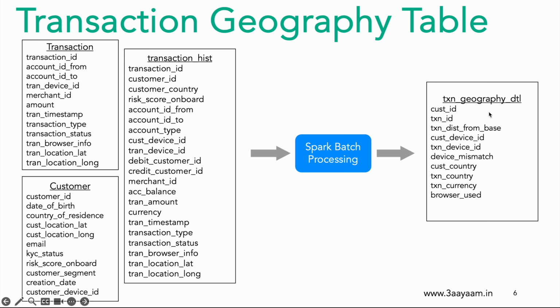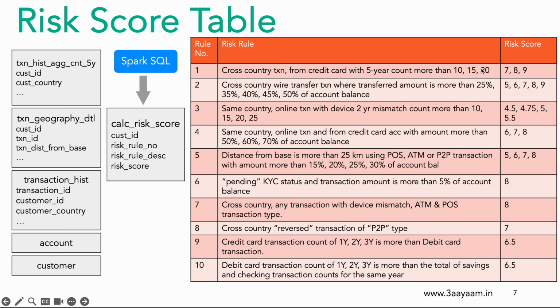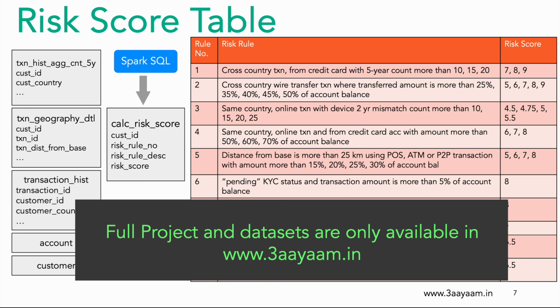transaction geography detail. We'll have to create one more table, which is a very important table because this is going to be used in the fraud detection. And this table would be the risk score table, and the name of the table would be calculate risk score. The input tables would be transaction history aggregate count 5 years, transaction geography detail, transaction history, account, and customer table. So we'll have to take input from all the 5 tables.